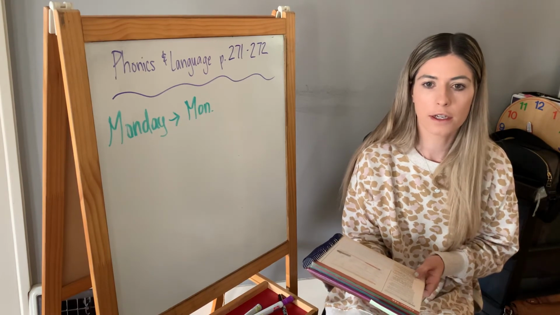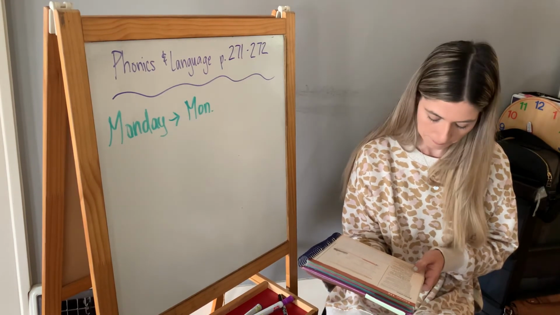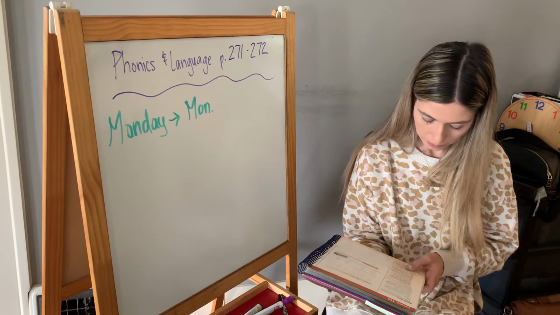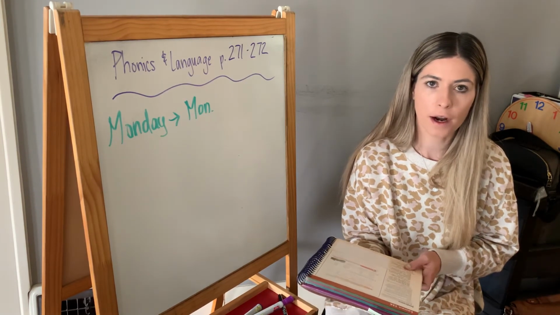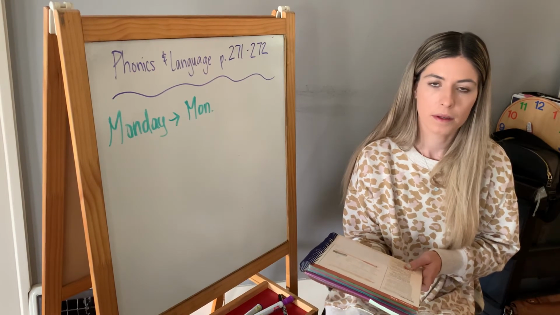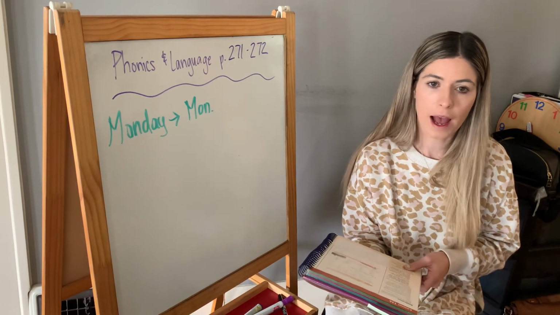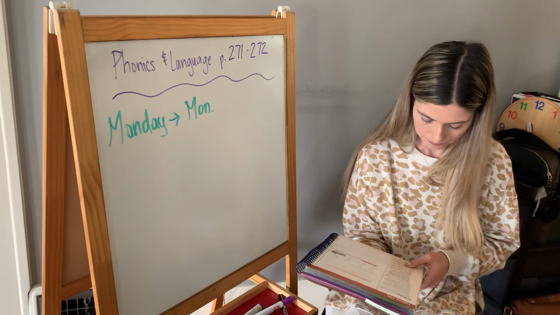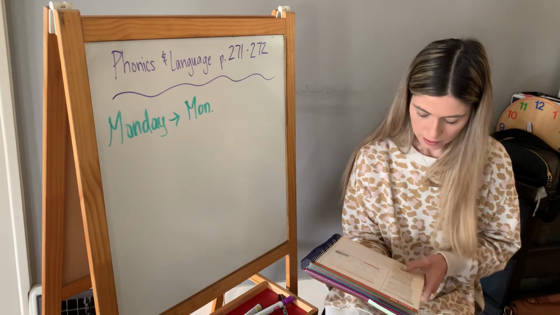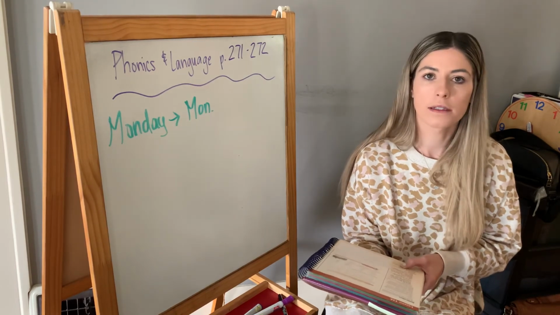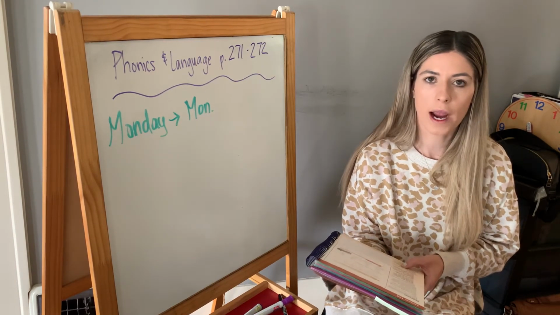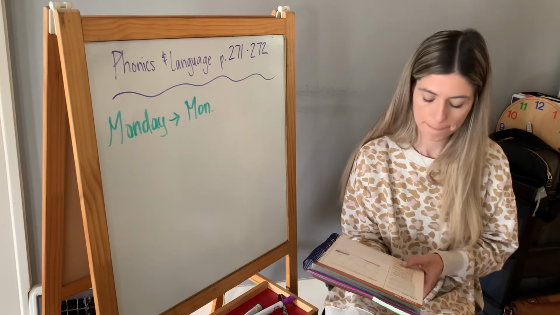So on the first line, I want you to write the contraction for he is. Write the contraction for he is. Then in the middle, I want you to write the contraction for I am. Write the contraction for I am. And the third one, write the contraction for did not. Write the contraction for did not.